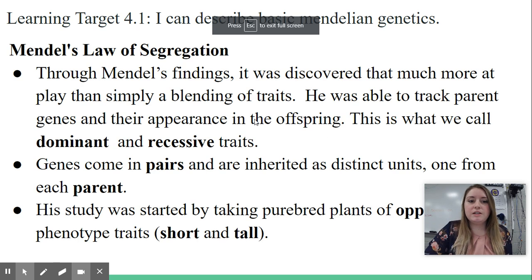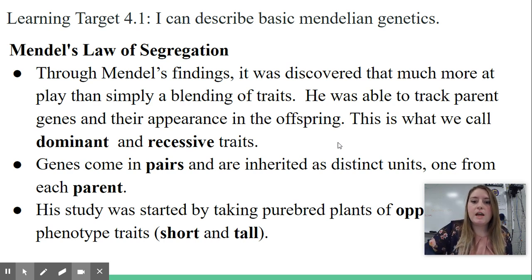So moving on to his law of segregation, through Mendel's findings, he discovered that there's much more at play than simply the blending of traits. He was able to track genes and their appearances in offspring and view dominant and recessive traits. So we know that genes come in pairs, one from mom, one from dad. Whatever we typically look like is a blending of those traits, and a dominant trait will typically go over a recessive trait.